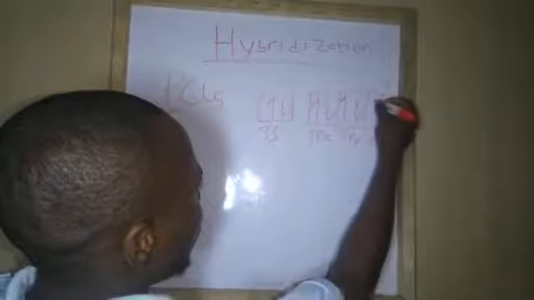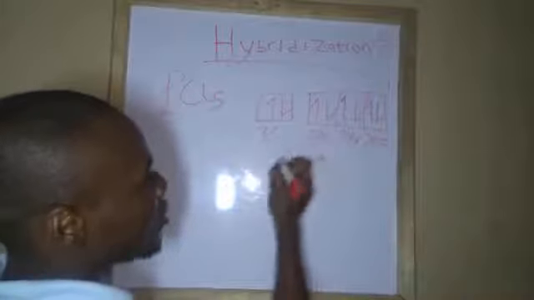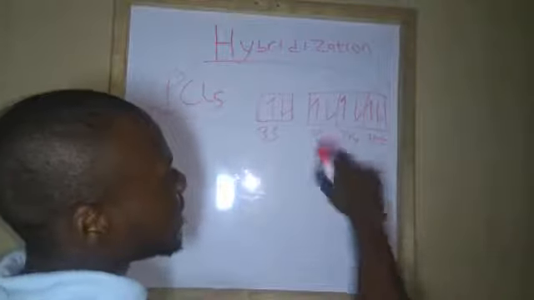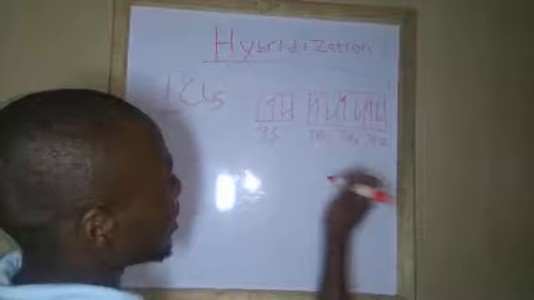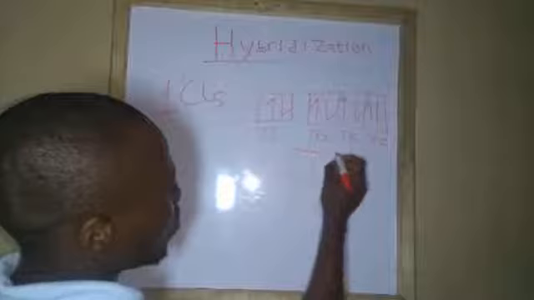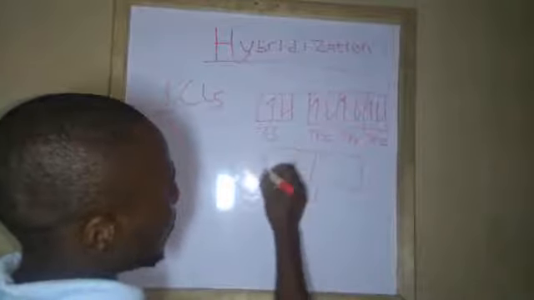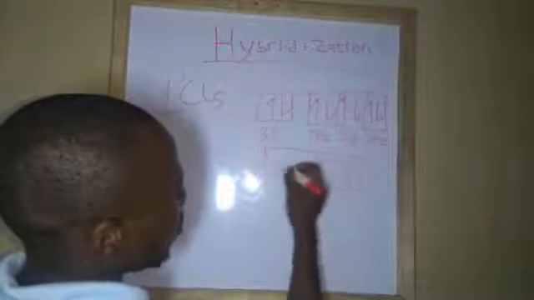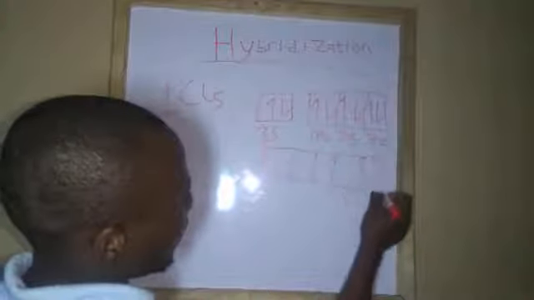Now one occupies here, another one here, another one here, making 3. Now 3 have entered, and 2 remain. There's no way for the remaining 2 to enter, which means you need another, a 3d orbital. 3d has how many? 5. 1, 2, 3, 4, 5.